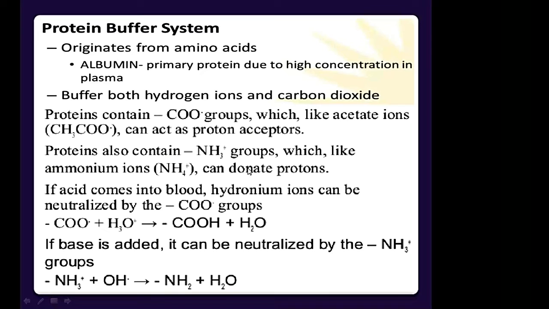So they can act as proton donors. If acid comes into the blood, excess protons come into the blood, what will happen? Hydronium ions can be neutralized by this COO minus group. That is, COO minus reacts with H3O plus, COOH will be formed, and water will be formed. If base is added, what will happen? It can be neutralized by the NH3 plus group that is present in the same amino acid. So NH3 plus combines with OH minus, NH2 is formed plus water is formed. This is how the protein buffer system functions.